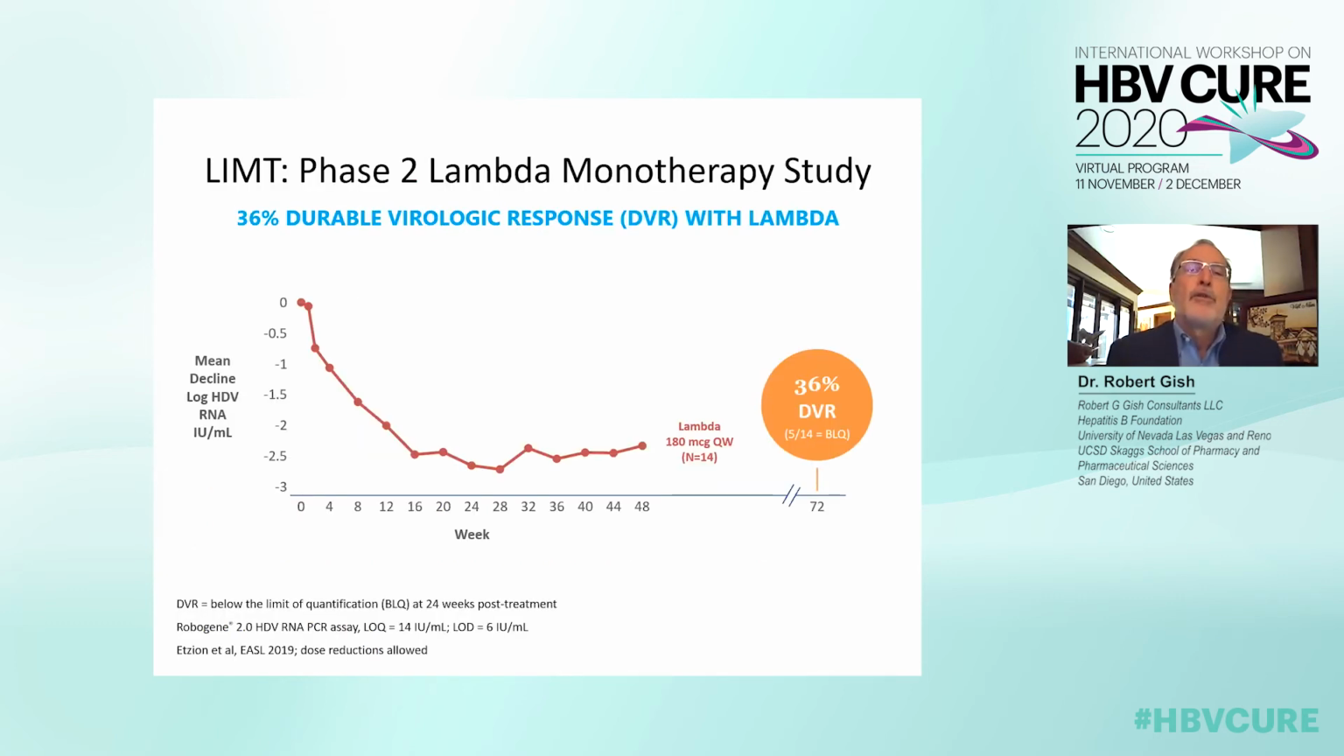In this phase 2, we had a 36% DVR. So, interesting terminology: durable virologic response or maintained virologic response. We're not using the word SVR because that's been applied to hepatitis C, which is curable. We're not sure that delta is curable. As long as the hepatocytes are making S antigen, there may be tiny remnants of delta infection present. This is an impressive result, with 5 out of 14 being below level of quantification at 72 weeks.